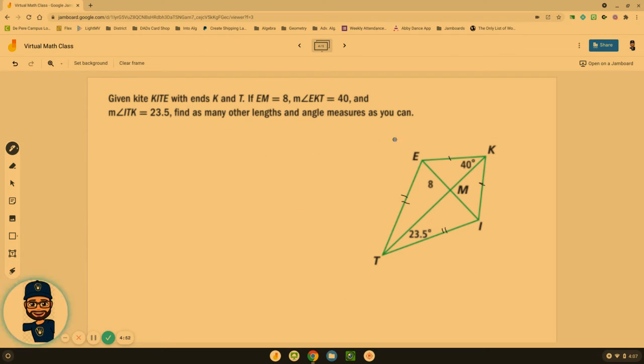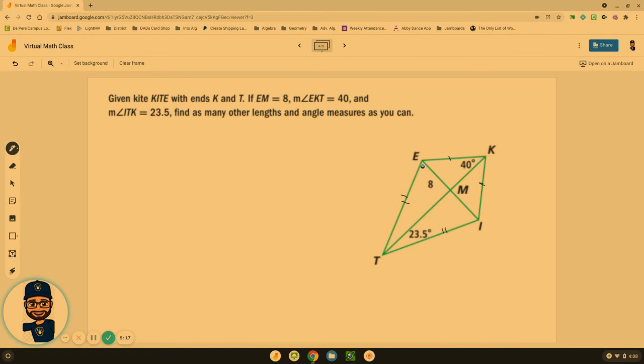And it ends with KT. It's important. That's the ending, meaning that's the longer line of symmetry. If EM is 8, and the measure of EKT up here is 4D, and ITK is 23.5, find as many other lengths and angles as you can. That's a lot of stuff to try and figure out.